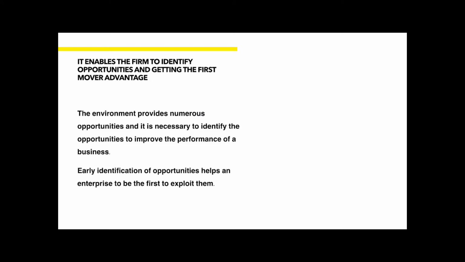Let us see how the business environment helps the firm to identify opportunities. The environment provides numerous opportunities, and it's necessary to identify them to improve the performance of a business. Early identification of opportunities helps an enterprise to be the first to exploit them. So first and foremost, the business environment needs to be understood. While understanding the concept of business environment, it is very important to know what opportunities the business has got. So identify the opportunities and make improvements towards them.